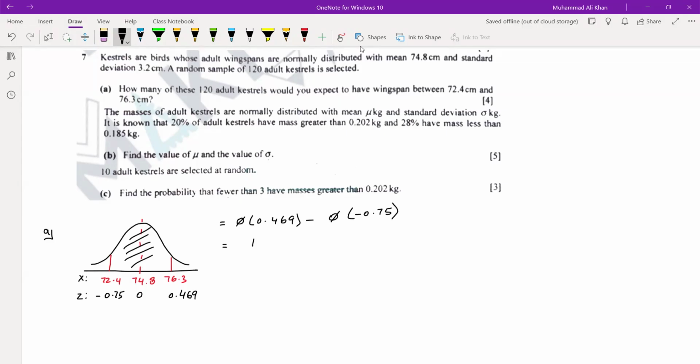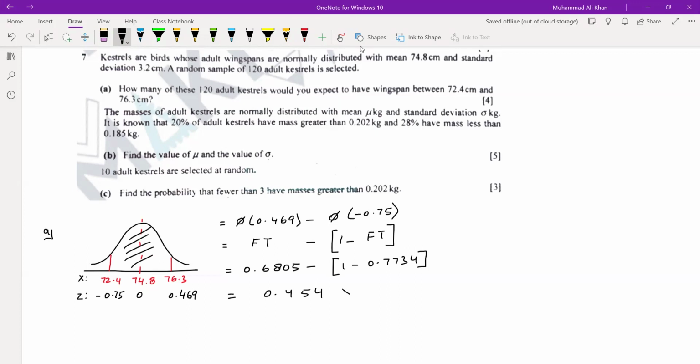It is positive, so we have to calculate it from the table. For the negative, less than negative is 1 minus from the table. So from the table, 0.469 is 0.6805, minus 1 minus from the table 0.75, which is 0.7734.